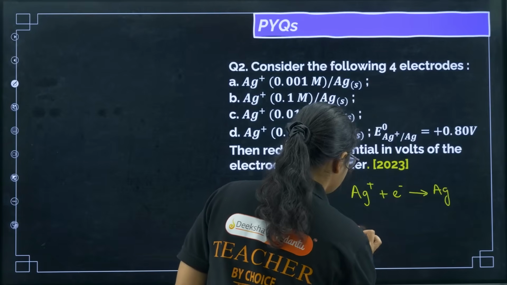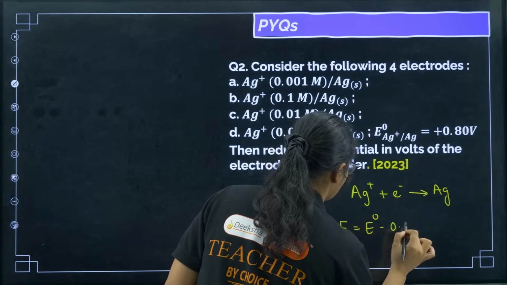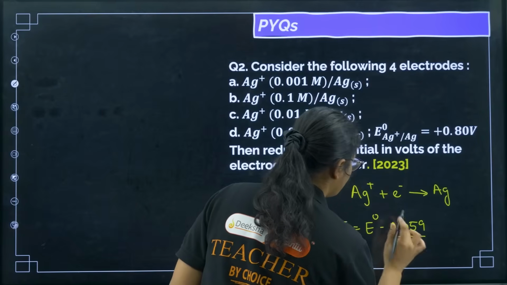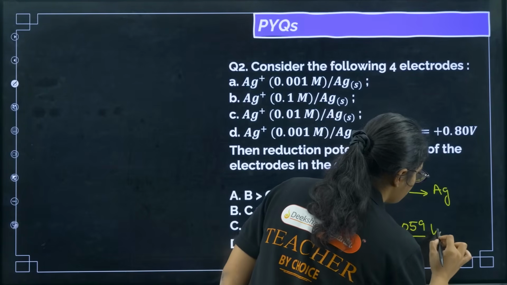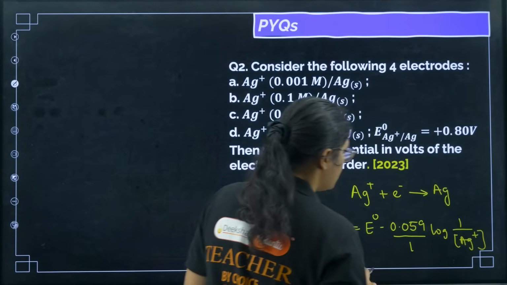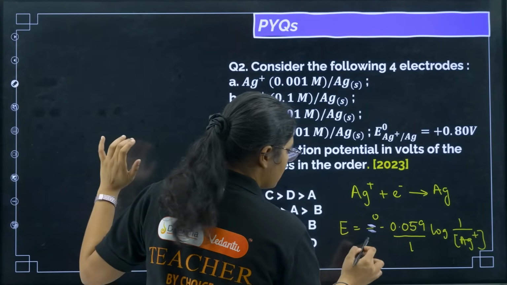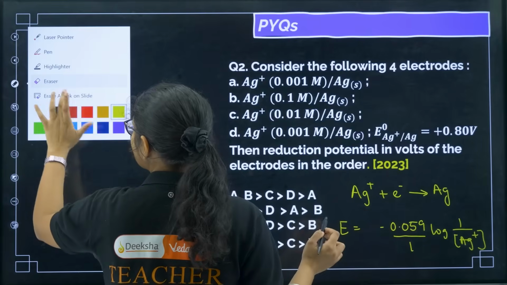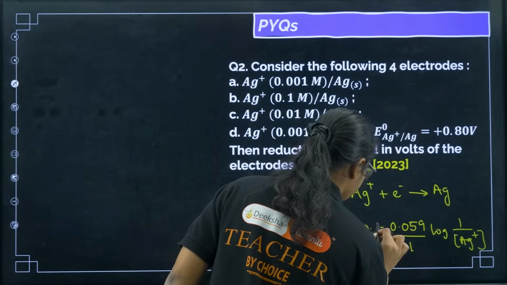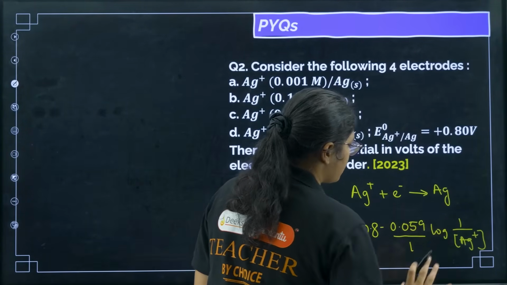Okay. So what will be my equation? E of the cell is equal to E naught minus 0.059 by n, 1 electron only, by 1 log of 1 by Ag plus concentration. Okay. Now here E naught value is 0.8. So this also I can further make as 0.8 minus 0.051 log Ag plus.